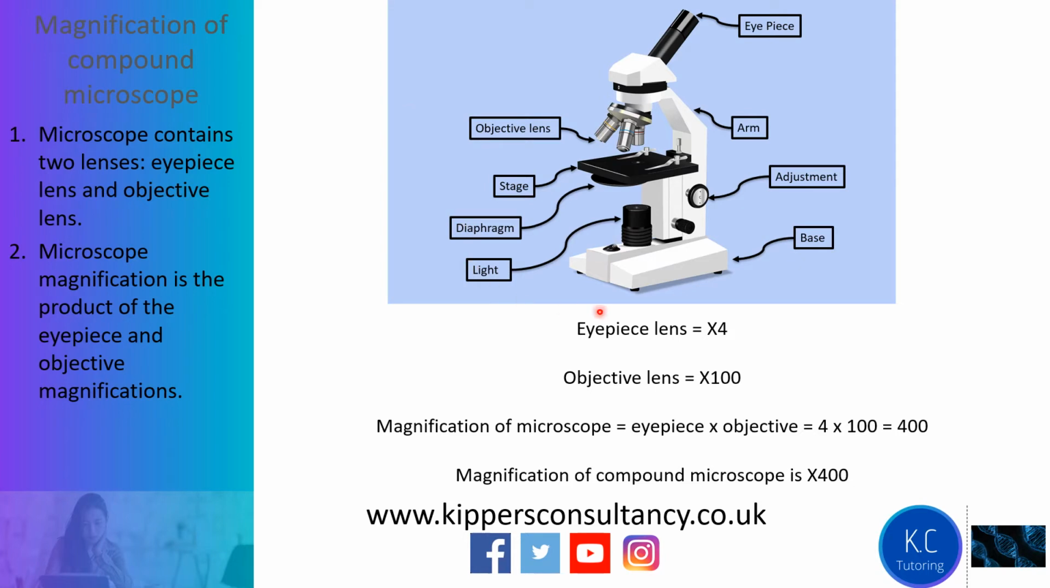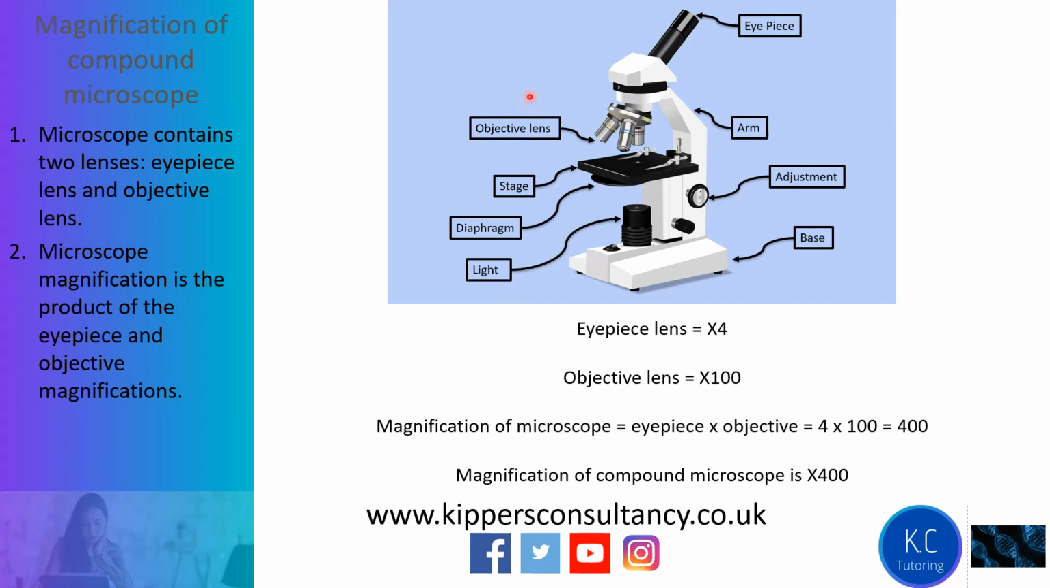A compound microscope contains two lenses, an eyepiece lens and an objective lens. Each of these lenses has the ability to magnify an object that would be mounted on a slide and placed here on the stage of the microscope. To calculate the magnification of this compound microscope, we would take the magnification of the eyepiece lens and multiply it by the magnification of the objective lens.